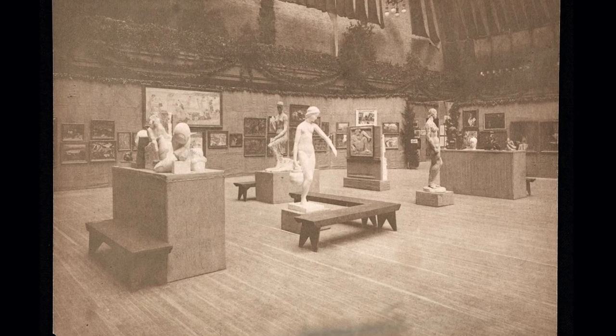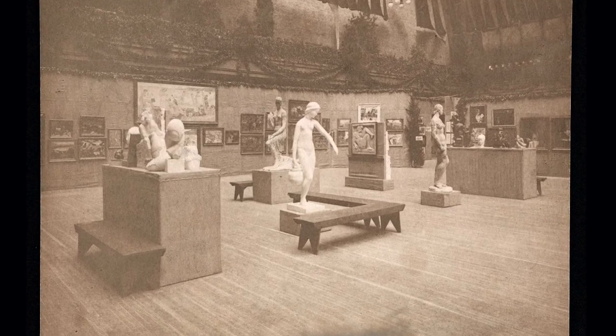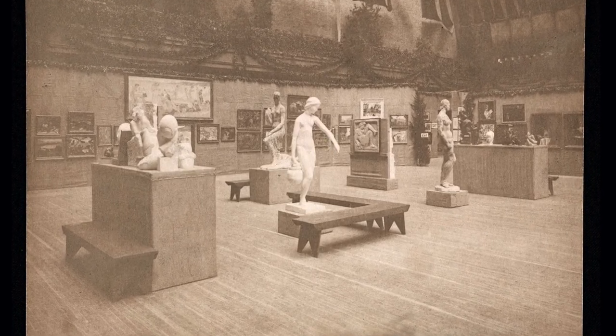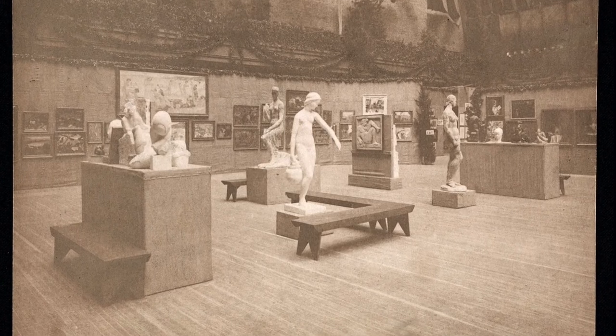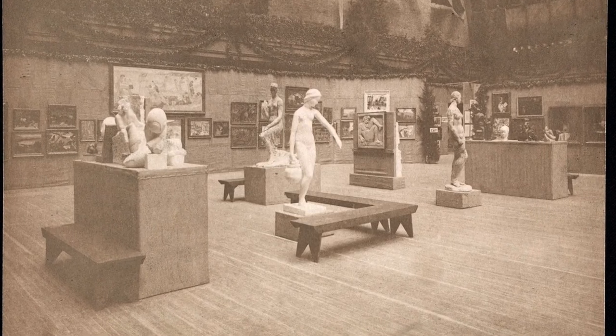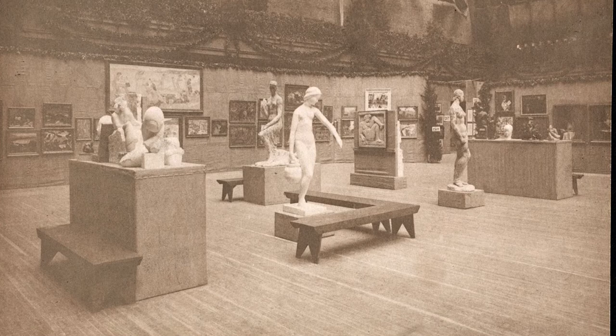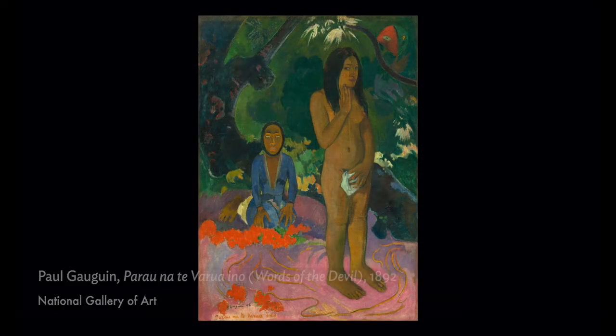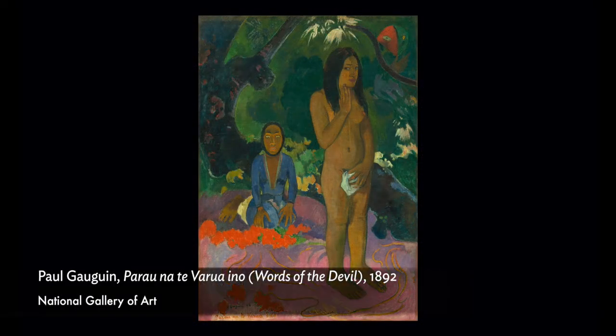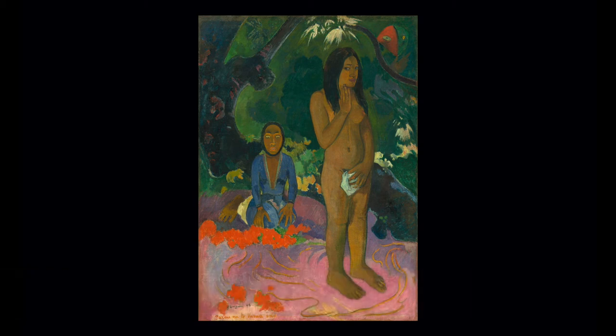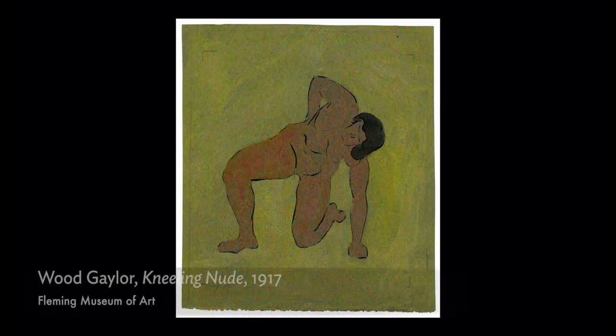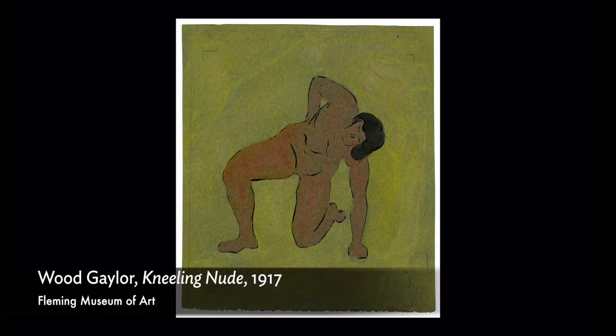This approach to the nude as a contemporary form and as mainly an aesthetic form, a form for experimentation, was bold at the time. Cézanne's an example. And then here, this Gauguin painting is another example. Gauguin was drawing on Tahitian figures and culture, maybe one might say exploitatively, to create what would have been a shocking image. I can start to see what Gaylor is picking up from these European artists.